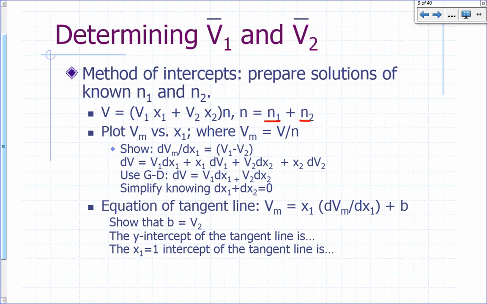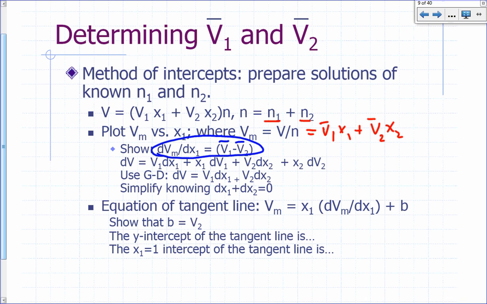Now you plot the molar volume. Molar volume is V divided by N. So V divided by N is going to be equal to V1 bar X1 plus V2 bar X2. Okay. So you plot that versus mole fraction of X1. And you should be able to show that the derivative of the molar volume with respect to mole fraction of 1 is just V1 bar minus V2 bar.